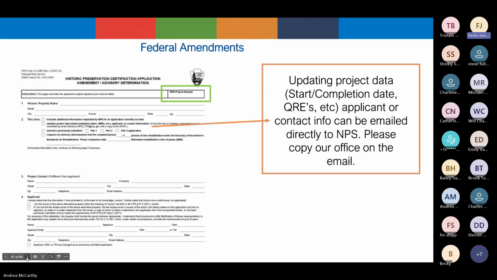The federal amendment form is similar to the state form. Please provide your NPS project number in the top right corner. One difference is that if you're updating the project data, such as start or completion date or basic contact info, that can be sent directly to NPS with an emailed copy sent to our office. So they have their email in the box line, nps_tps@nps.gov. And amendments are subject to the 30-day review period, like all other applications.